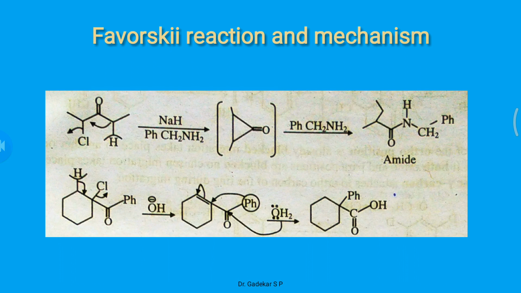In this Favorskii rearrangement, if we use only a base and water, we form an acid. If we use a base and alcohol, we form an ester. In this reaction, we use the base sodium hydride and an amine to form an amide. Similarly, in the second reaction, we use a hydroxy group and water to form an acid.